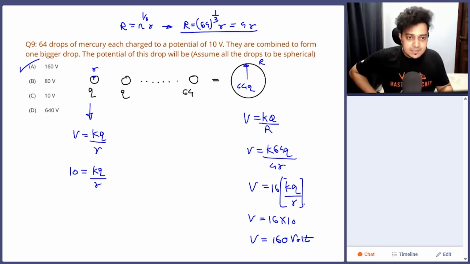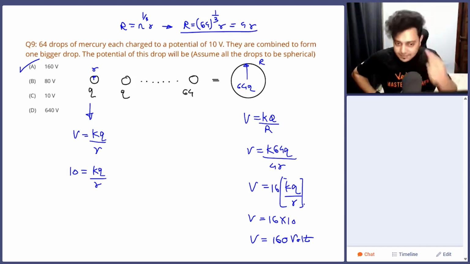Conservation of volume will give us the relation between the radii. Total initial charge will be equal to total final charge. That will give us the final charge on the big drop. Initially, every drop will have the same potential, 10. From that, we get the value of kq by r. Then calculate the potential of the bigger drop.